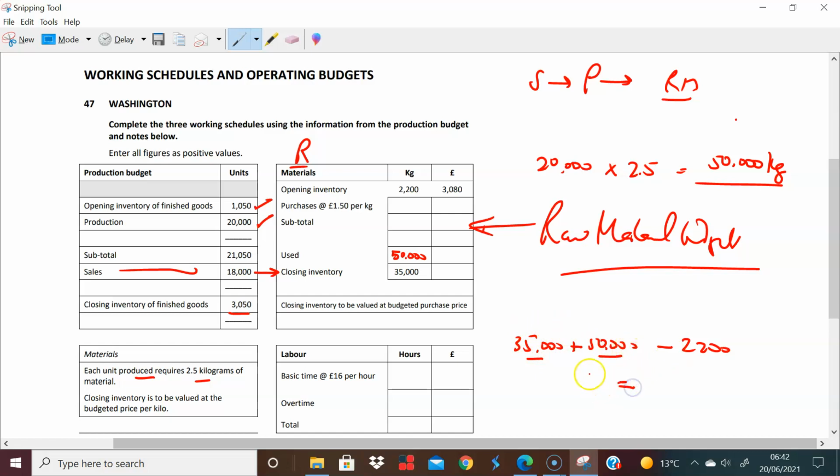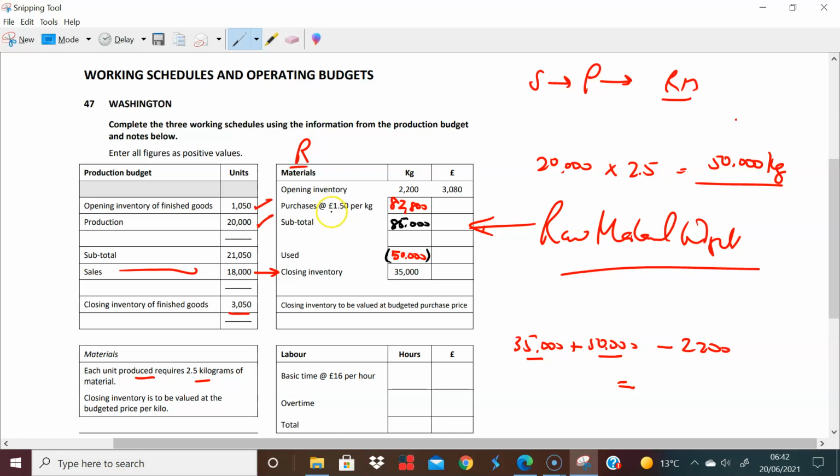So technically, you must have bought in 35,000 plus 50,000 minus 2,200, which is therefore 82,800. You bought in 82,800 kilograms, which gave you a subtotal of 85,000 kilograms, because you then used 50,000 and you had 35,000 left. And you can always test this. You can always go yourself and check out what's going on.